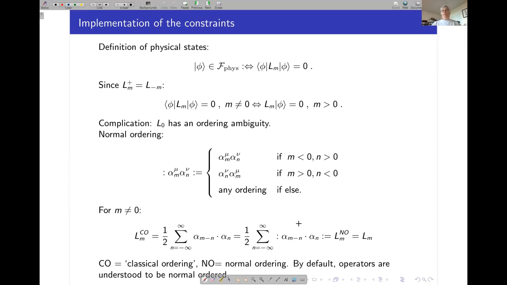Good. Step number 2 is then the selection of the subspace of physical states.